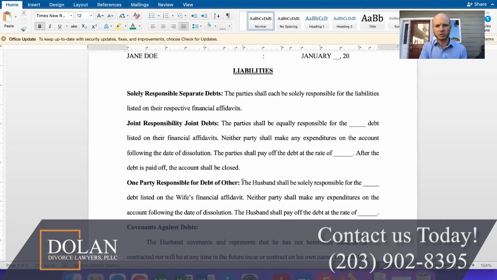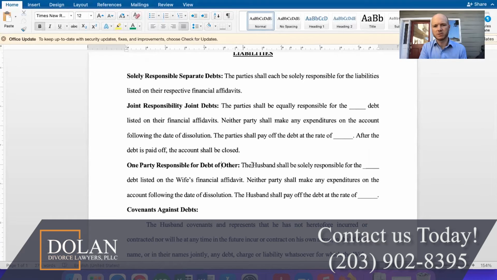So the sample language you can put there is, and this is just an example using the husband, the husband shall be solely responsible for the blank debt. So insert a descriptor listed on the wife's financial affidavit. Neither party shall make any expenditures on the account following the date of dissolution. So that's what I explained before. And then you're going to want to say that he's going to pay the debt off at the rate of $500 a month, or whatever you decide. Or you might say he's going to pay the debt off completely within 7 days or within 30 days.